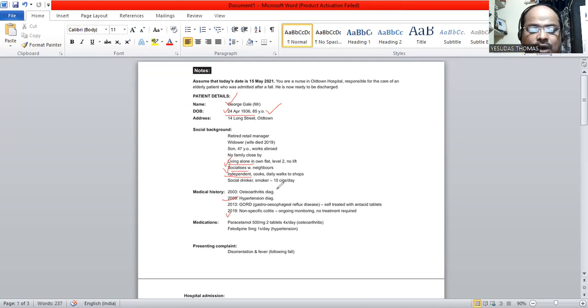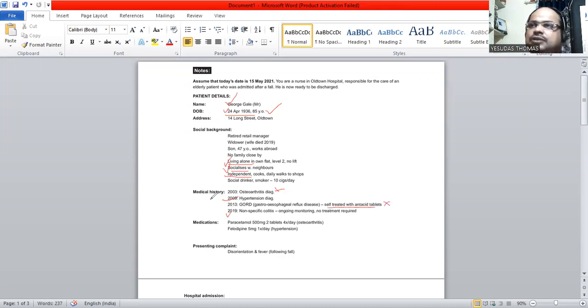I skipped the osteoarthritis because it was diagnosed long ago. It's around 18, 20 years ago. And we don't have any complications which are related to osteoarthritis. It's a remote history and it has no relevance at present. And about this gastroesophageal reflux disease, he has got it corrected with antacid tablets. I don't need to include that. So I don't need that.